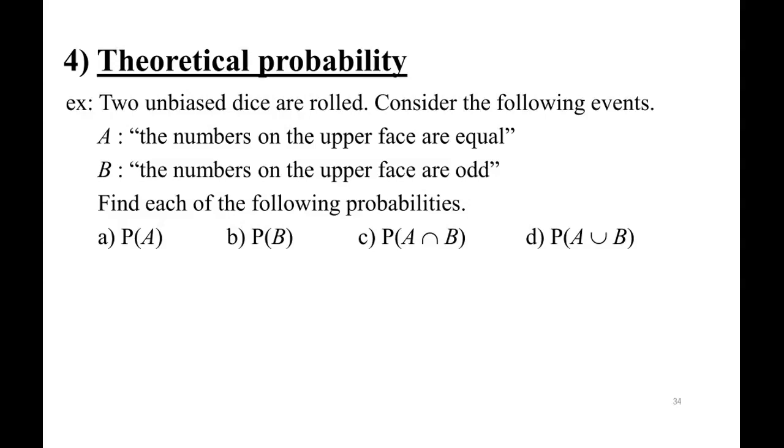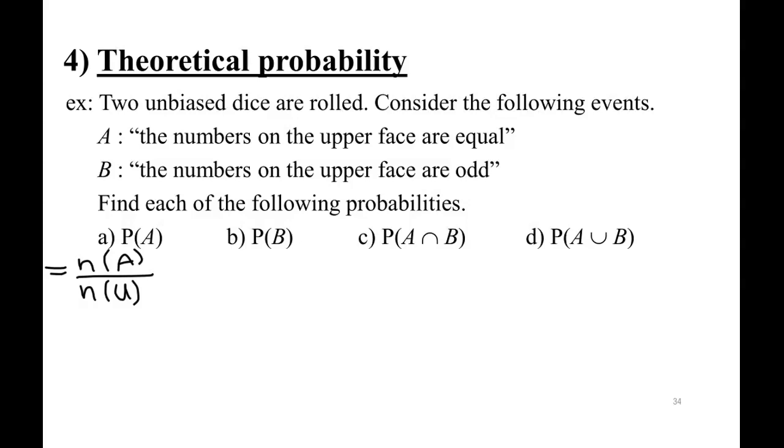The first one, we need to find the probability of event A. Now, by definition, the probability of event A is equal to the total number of outcomes for event A divided by the total outcome of the sample space. So, first, we need to find the total possible outcomes, which is N of U.